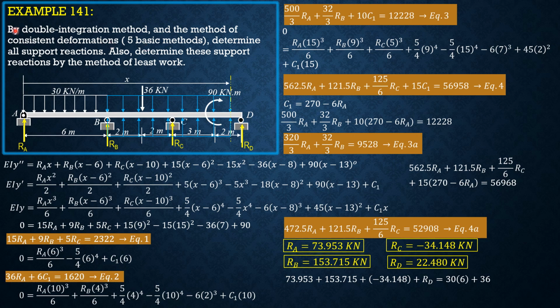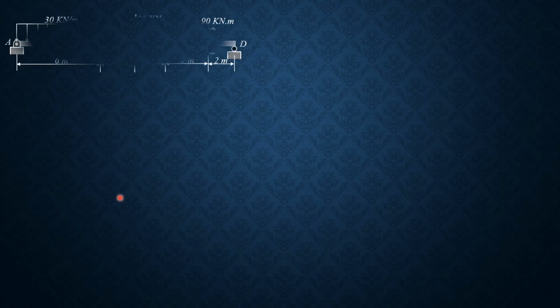First, by double integration, by removing redundants B and C to deflect the beam to become a determinate beam, so we can solve deflections at B and at C. Then we apply forces RB and RC to deflect it upward by the same method, double integration, and the rest of these 5 methods. So here is the first basic method by double integration.